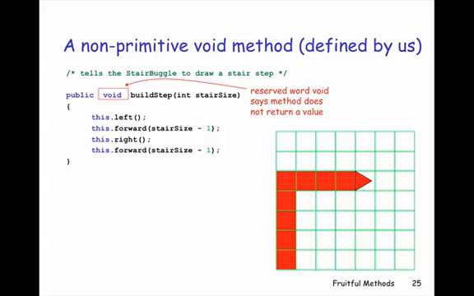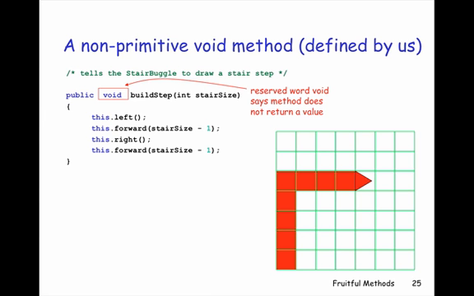We conclude this series of screencasts on fruitful methods by examining how we would define our own fruitful method and how such a definition would be handled by the Java execution model. So let's start with our stair bugle that we've seen before that can be used to build a step of a certain stair size. This is something we saw in a previous screencast.